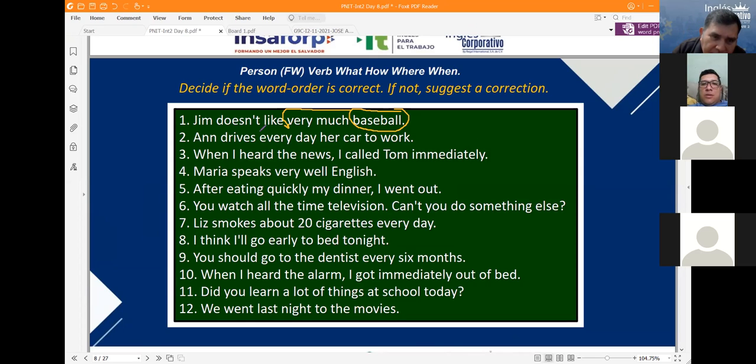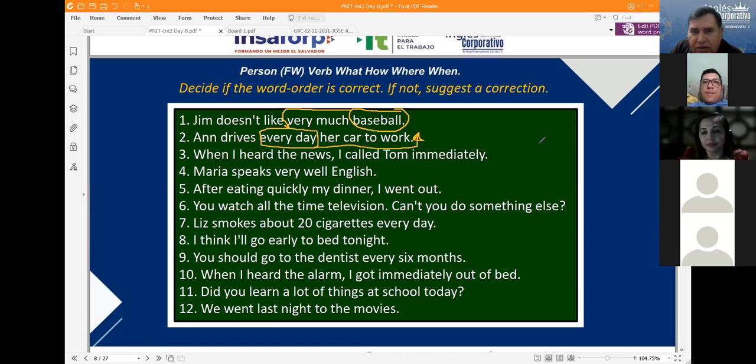Every day I drive her car every day to work. Every day is a time expression. Time expressions go at the end. So: Anne drives her car to work every day. Yes, I understand that in Spanish we say "poner en el refrigerador el queso," right? In English, we have to be more organized and keep the correct order.